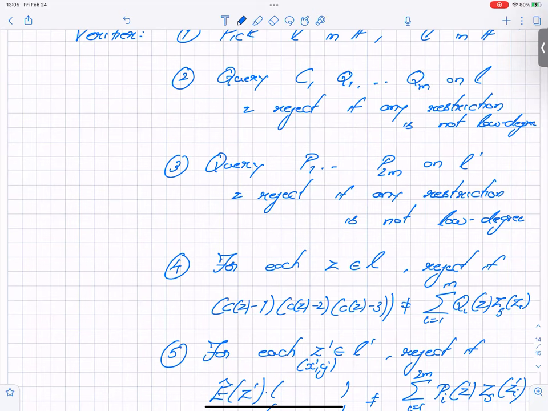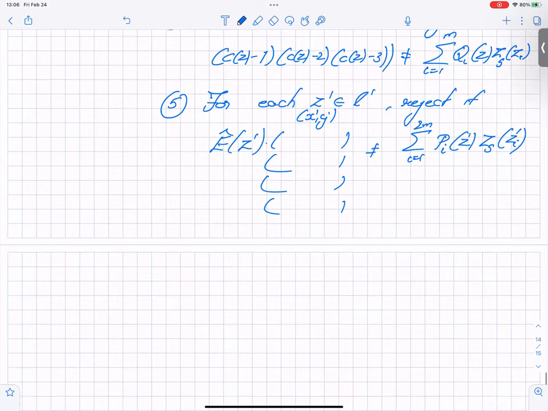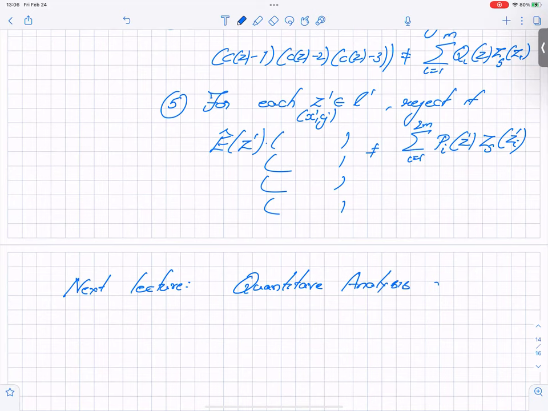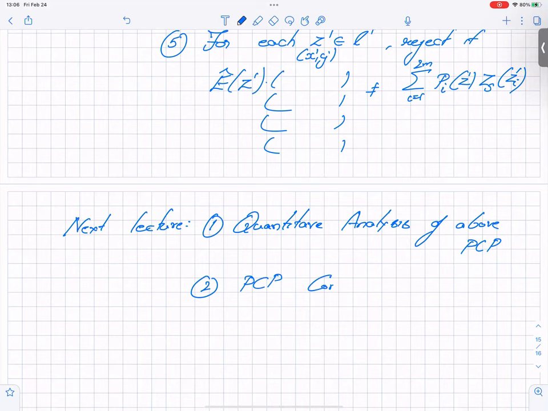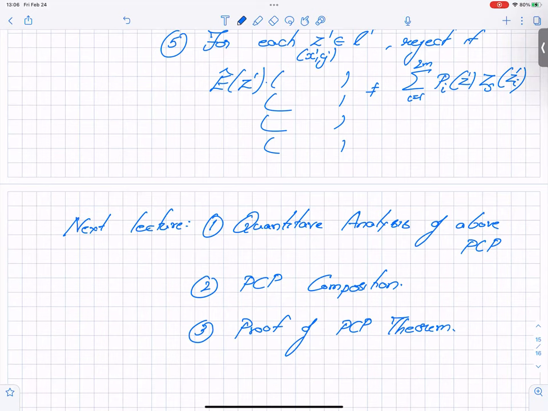The question will be, given both of these, can we get the best of both worlds? And that's what we'll do in the next lecture. We'll combine them to actually finish the proof of the PCP theorem. The heart of the next lecture will be composition, PCP composition. First, we'll start off with the quantitative analysis of our PCP.